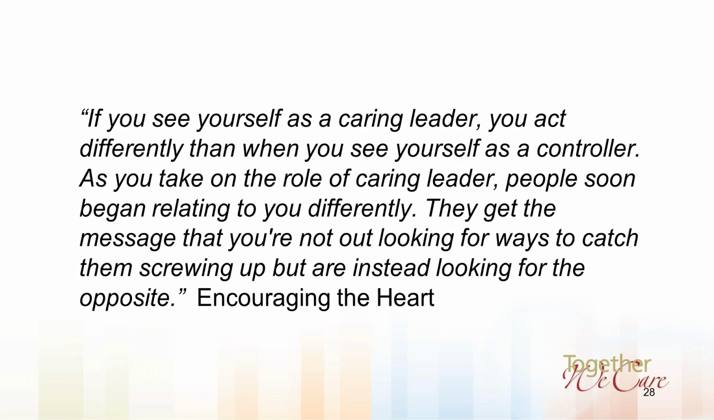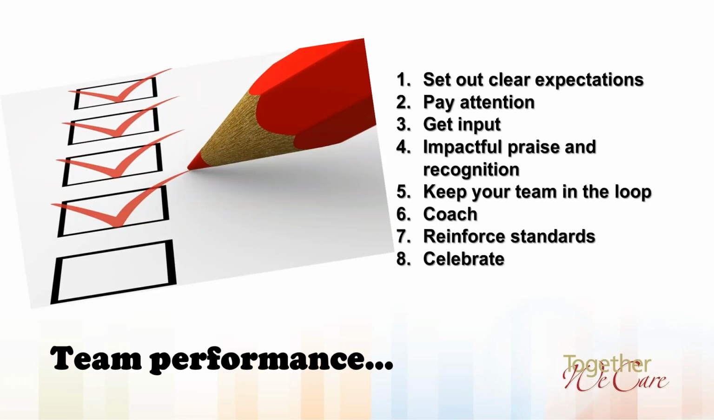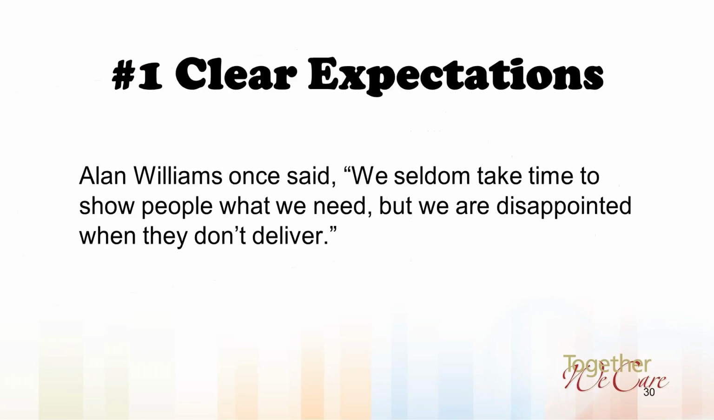And you've heard this from the very first session, leadership is about caring and starting from the heart. And it's about making sure that your team members are successful. So we're going to work through these 8 different components of team performance. So the first one is setting clear expectations. Alan Williams once said, we seldom take time to show people what we need, but we're disappointed when they don't deliver. And isn't that true?